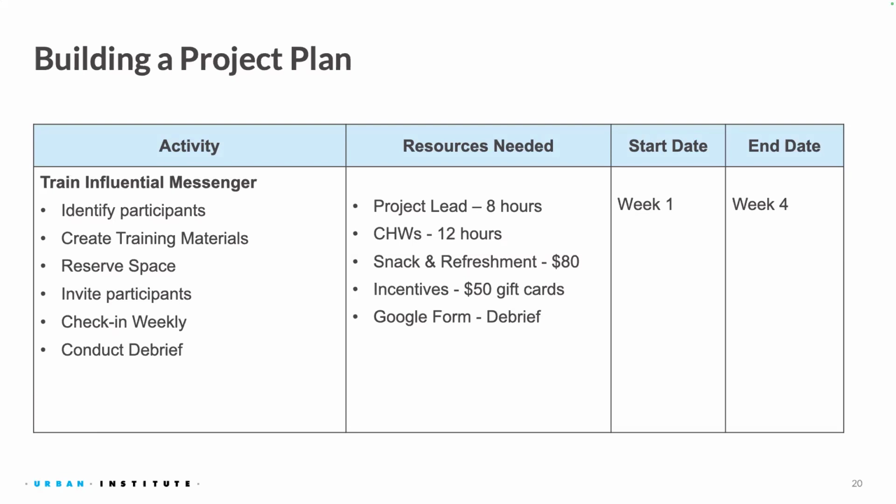And then we use Google Form, which is free, to help us conduct our debrief with our influential messengers. Sometimes we do them together with influential messengers, and also we just send a link over, so even if our schedules don't line up exactly, they're able to do the debrief on their own. And this process takes about a month, from week 1 of us planning to week 4 of us conducting a debrief.